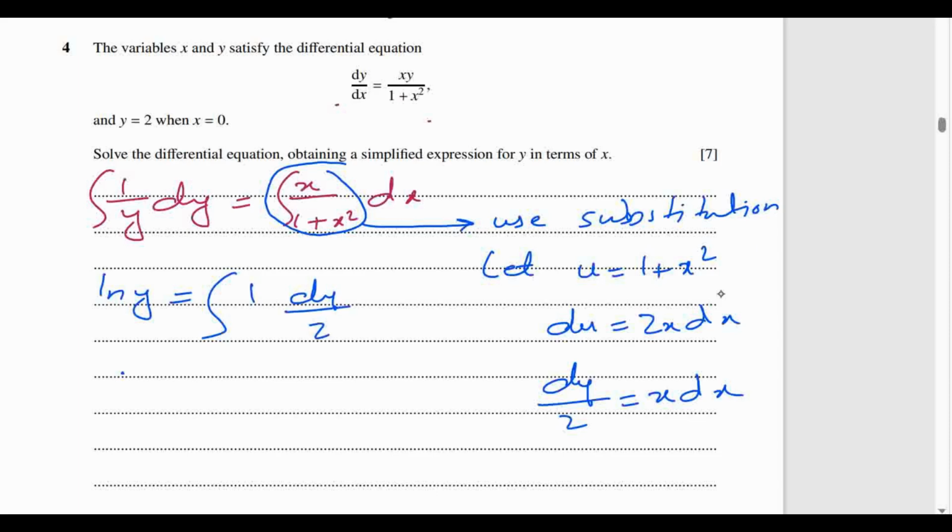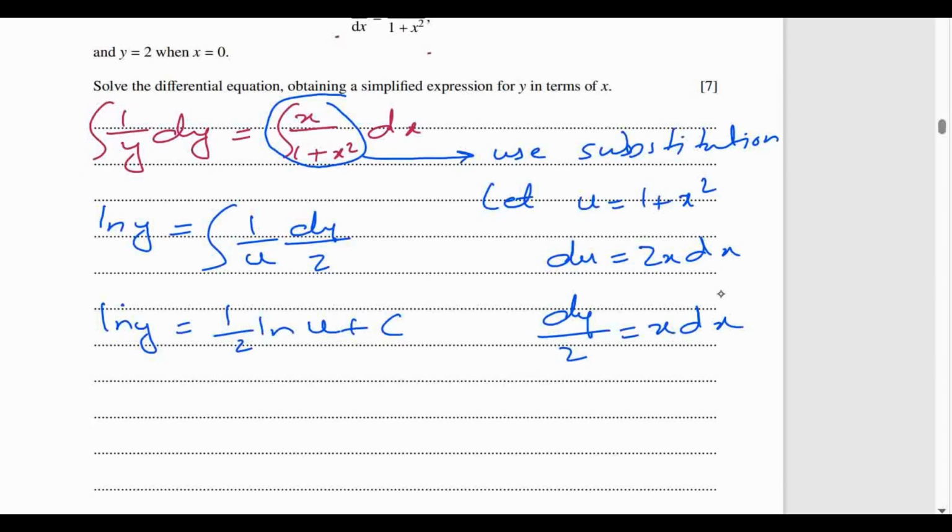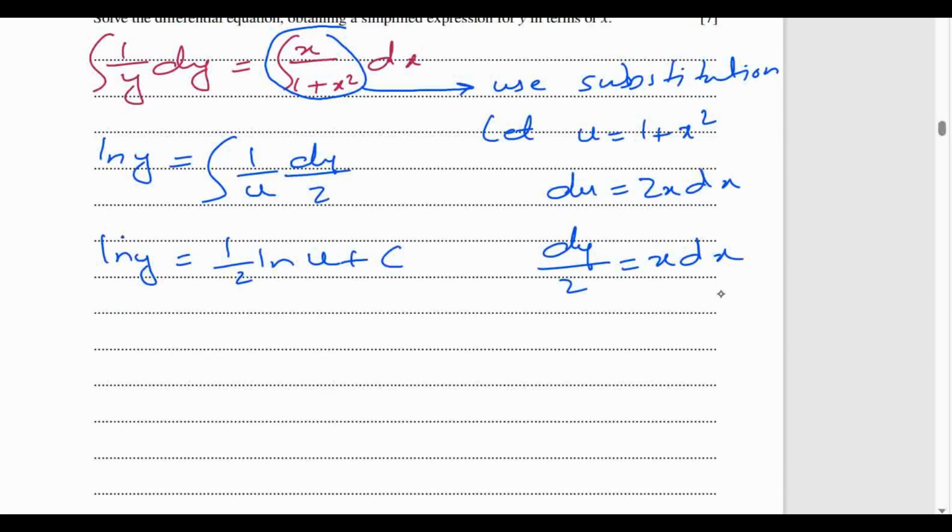और जो ये पोर्शन है 1 बाई यू, 1 बाई 2 तो कांस्टेंट है, इसको हम बाहर लिख लेंगे. नेचुरल लॉग ऑफ y इज इक्वल्स टू 1 by 2 natural log of u, and further we cannot ignore the c, so further we can write it as natural log of y is equals to 1 by 2 natural log of 1 plus x square plus c.